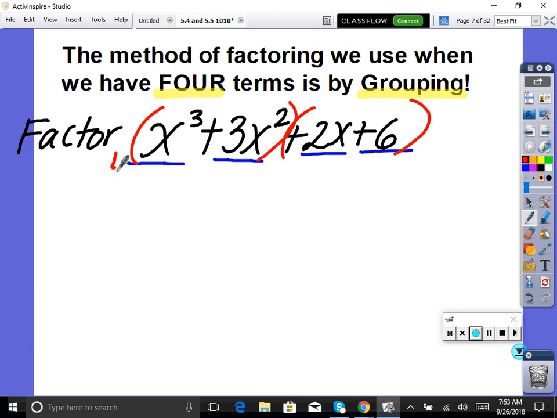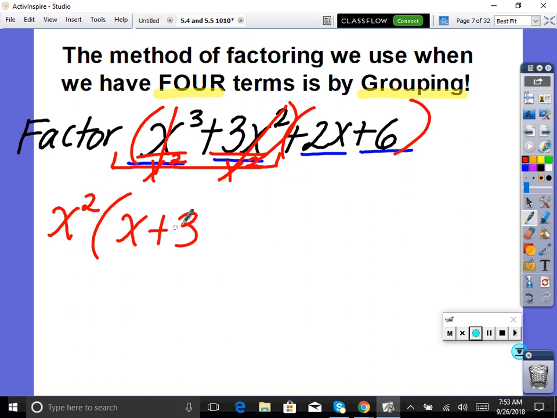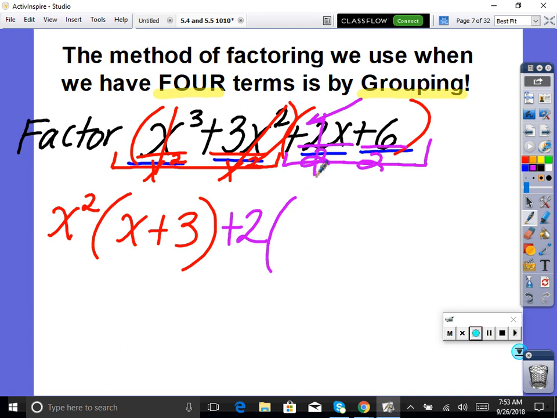So now you'll just focus on this group. You're going to pull out the greatest common factor in that group. What would it be? Pull out an x squared. Then it divides by x squared, so left would be x plus 3. Now you'll focus on your next group here. Pull out the greatest thing in common, watching for negatives in front, but there's not. So what would be in common here? Positive 2. So then I divide by 2, and left would be x plus 3.